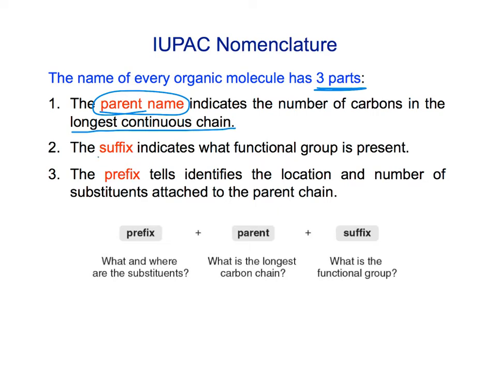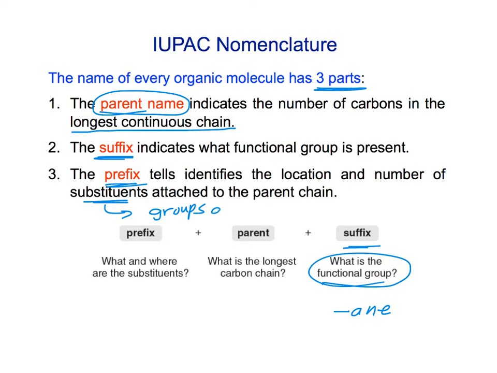The next part is called the suffix. That's at the end, and that tells us what functional group is in the molecule. For alkanes, these names will end in -ane. That's the suffix, and that tells us it's an alkane. The third part is the prefix, and this tells us the location and the number of the substituents that are attached to the parent chain. The substituents are essentially different groups that are attached to the parent.